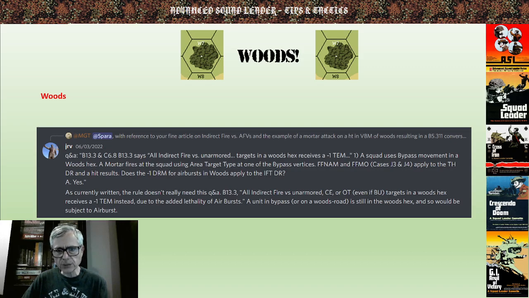Yes. As currently written, the rule doesn't really need this Q&A. B13.3: all indirect fire versus unarmored, CE and open-top, even if buttoned up, targets in a wood hex receives a -1 DRM due to the added lethality of airburst. A unit in bypass on a woods road is still in the woods hex and so would be subject to airbursts. Interesting. Thought I'd share that with you. Scratching the back of my head here.